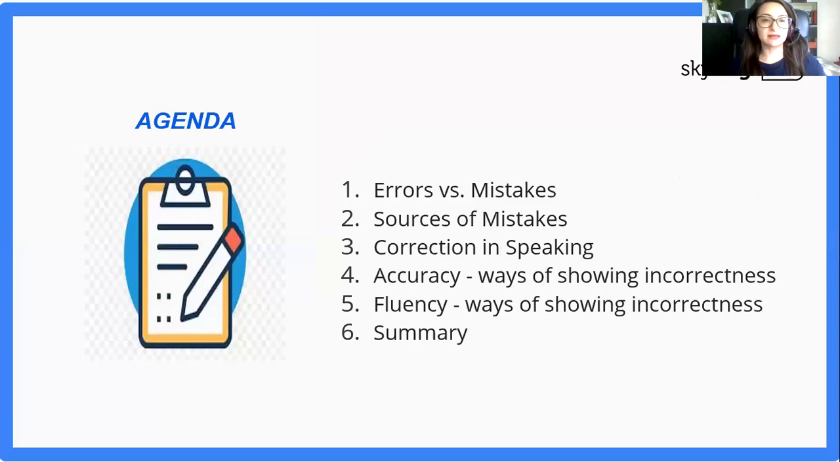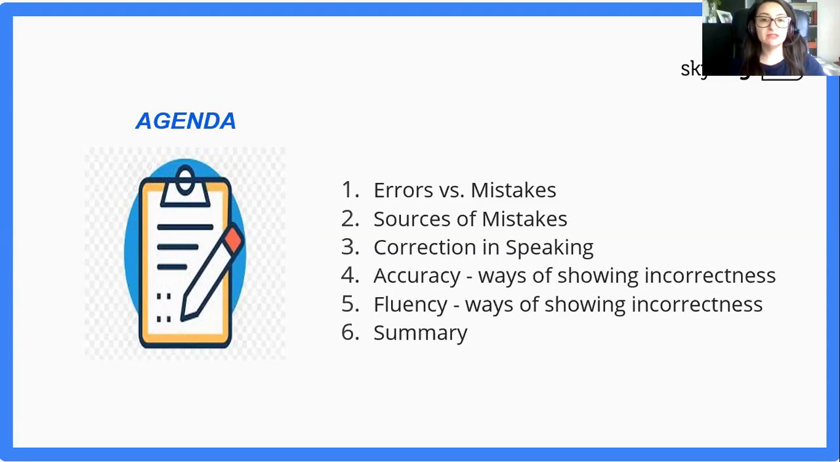So let's get started. As you know, correction is a complex and multifaceted process, and it requires a lot of attention. So before we get a better grasp of the correction techniques, we have to go through several theoretical aspects. On our agenda today, we will take a look at the differences between errors and mistakes. Then we will move on to identifying the sources of mistakes and learn where mistakes come from.